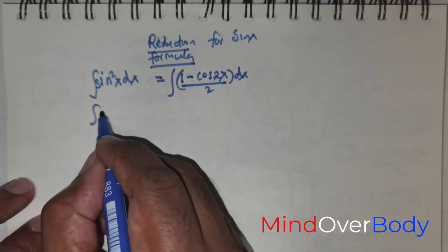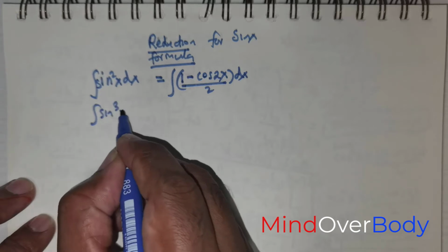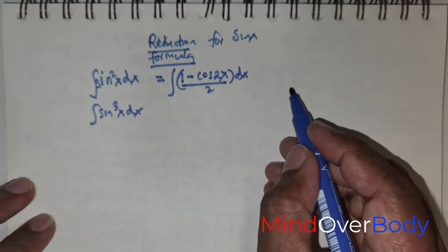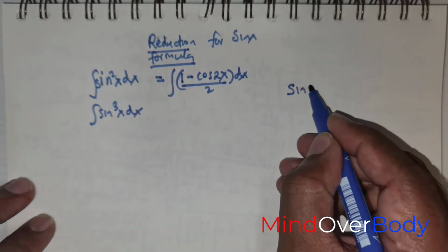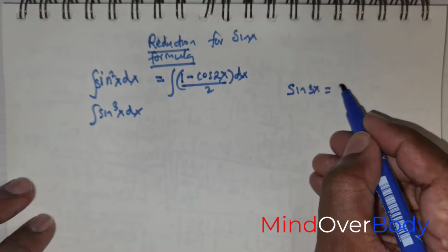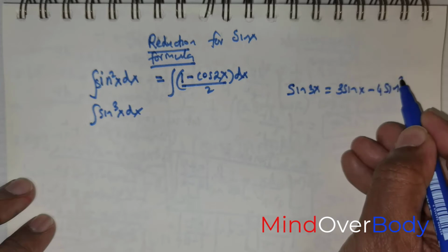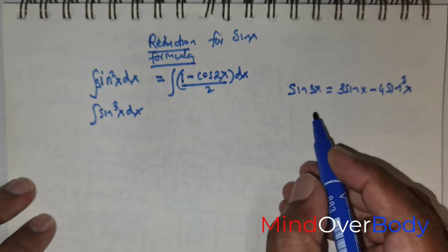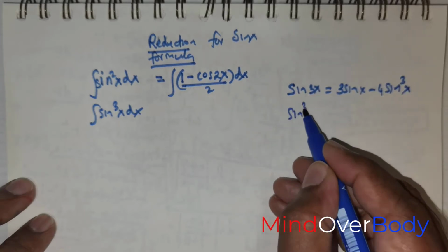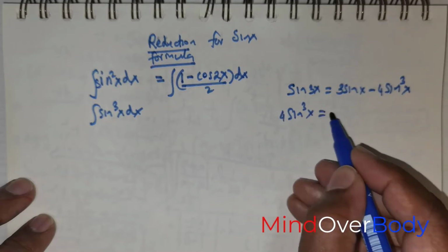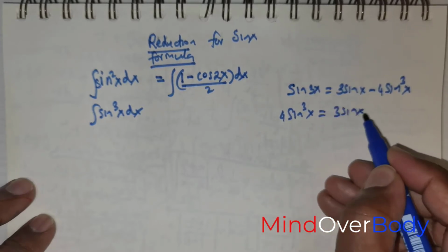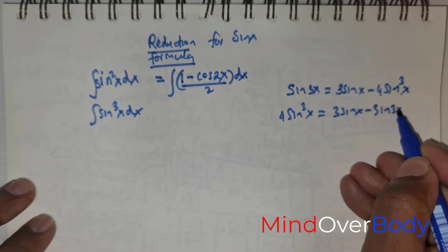Now suppose you were given the integral of sine cubed x dx. Then what you can do is use this formula: sine 3x is equal to 3 times sine x minus 4 times sine cubed x. So from here I can write sine cubed x with a 4 there to be equal to 3 times sine x minus sine 3x.